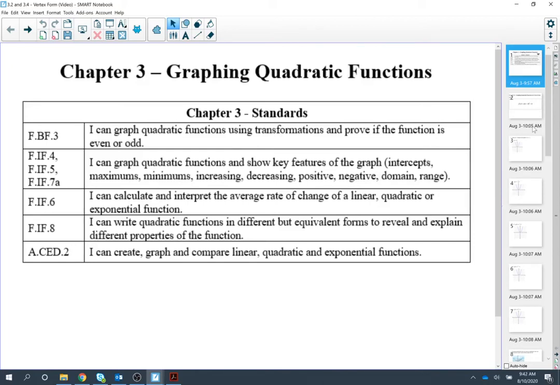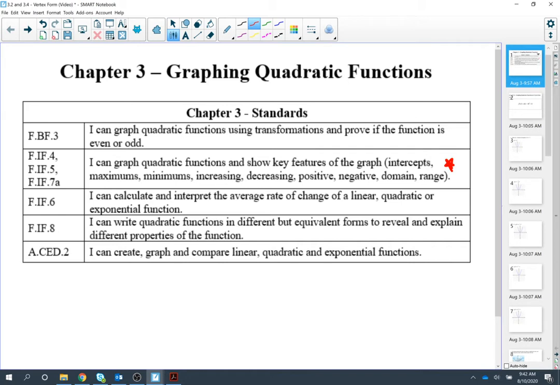Okay, everybody. So in 3.1, we started talking about our key features, which were our standards right here. We went over our maximums, our minimums, where the vertex was, if our function was increasing, decreasing, positive, negative, our domain and range, etc. Now, in this next section, we're going to move on to 3.2, and then we're also going to throw in 3.4.